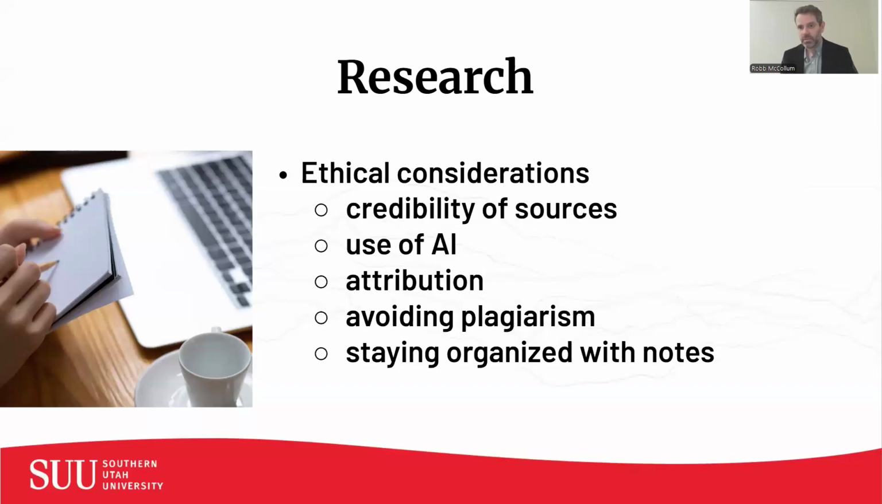There's also some ethical considerations we want to think about as we do our research. Again, as we talked about, are these sources credible? Are they widely accepted as good sources of information that don't have bias? If we're going to use AI, we need to be really careful. AI is prone to hallucinations, which is the sense that it will make up information if it doesn't have accurate information. AI should actually never be a source, just like Google is never a source.